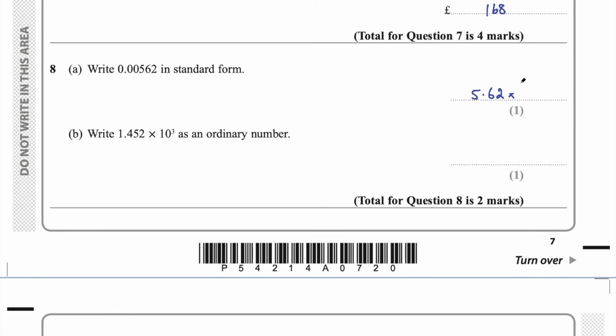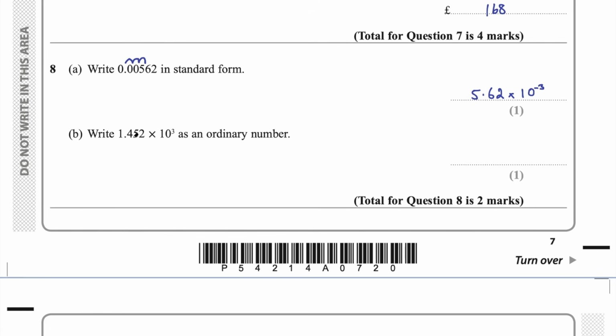And then to get from this number back to 0.00562, you need to divide by 1,000. So in other words, multiply by 10 to the power of -3. So 5.62 times 10 to the negative 3 is your answer. Another way to think about that is we'll count the number of decimal places you move the decimal. So I've moved it 3 places to get to 5.62, and that is your index number. And if you're moving it forwards, it's a negative. If you're moving it backwards, it's a positive. So that's kind of a shortcut.